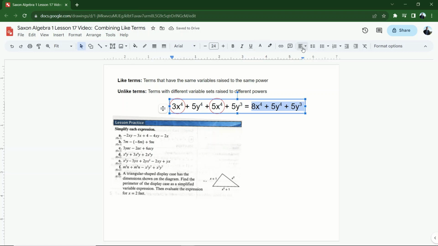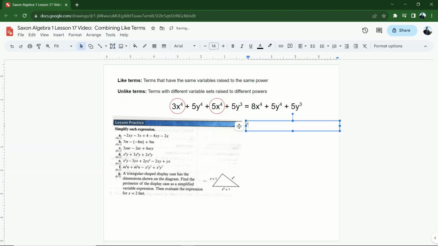All right, now let's jump down to the practice problems and see how we can actually work real problems that involve these numbers. All right, letter A. Negative 2xy minus 3x, different variable set there, plus 4.